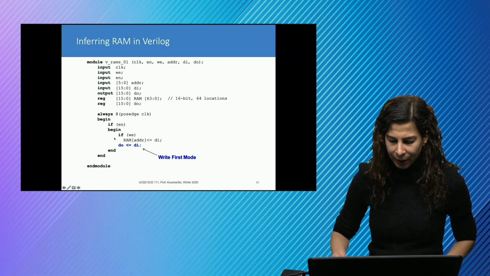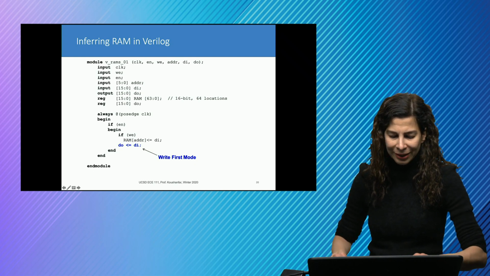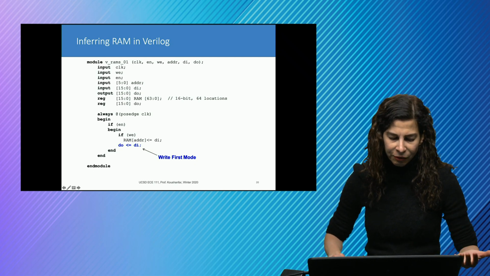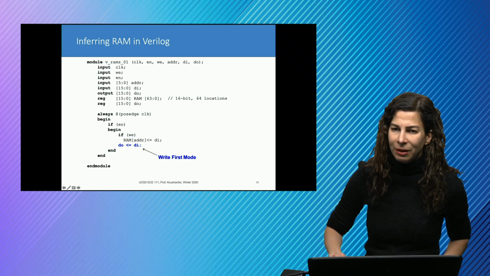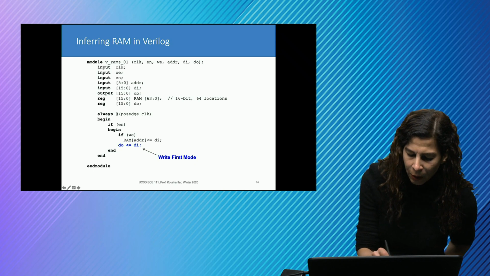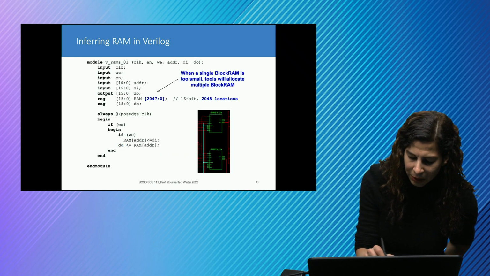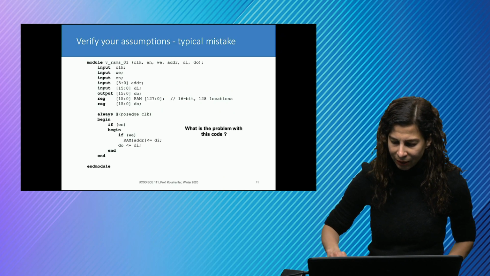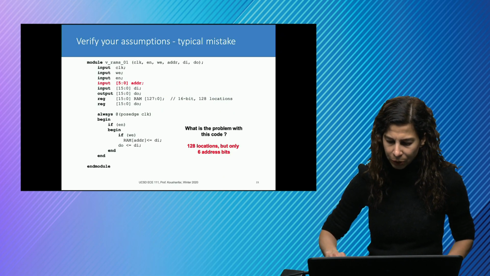In the write first mode, we are going to assign the DI also to the DO. So this is basically a different value, because here the DI value is going to be the same for both cases.